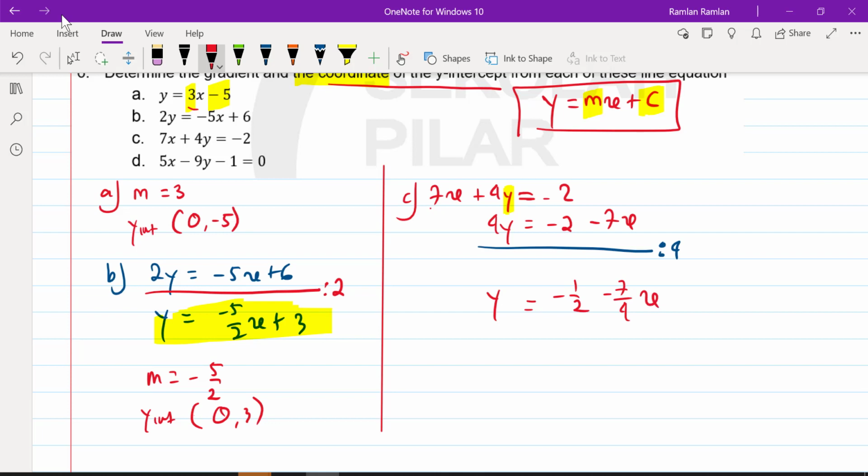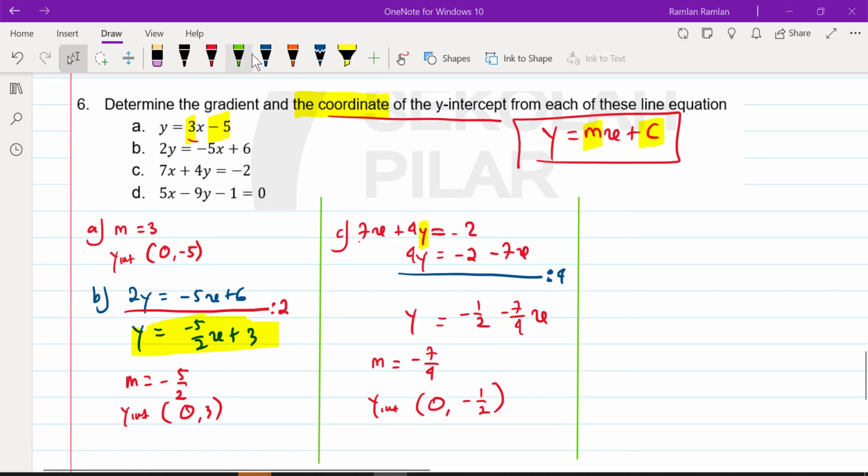Okay, now in here the question is what is the gradient and what is the y-intercept. So in this question, be very careful that the gradient is not this guy, but it's this guy. Why? Because in here the form is m times x, right? So whatever you see in front of that x, attached to it and being multiplied by it, is the gradient. So the gradient will be equal to -7 over 4. Okay, so this one here is the y-intercept, right? So the y-intercept will be (0, -1 over 2).